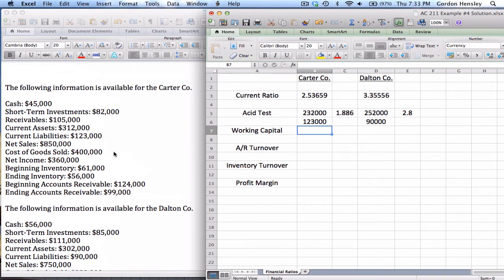Now the next ratio is going to be working capital. Working capital is simply current assets minus current liabilities.